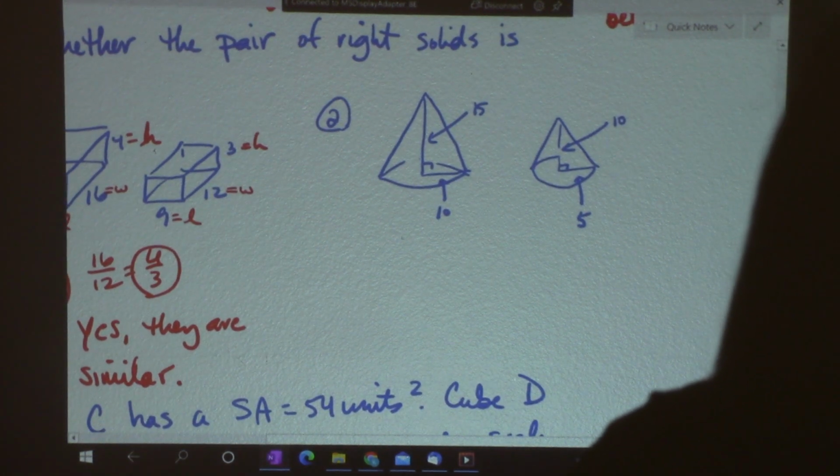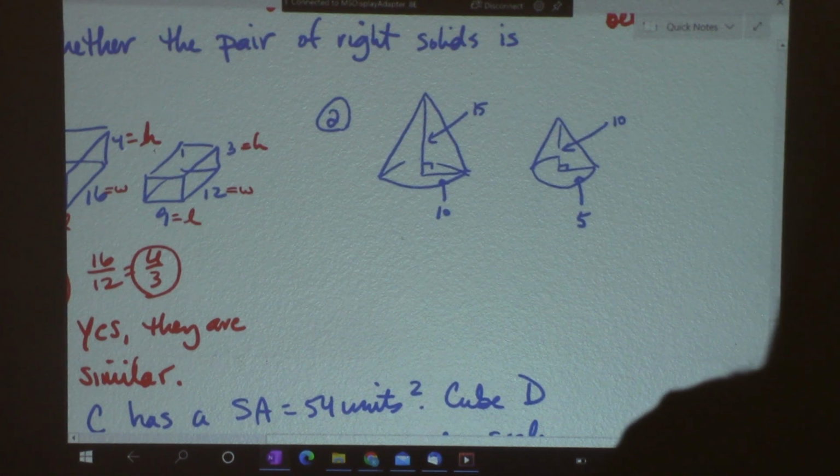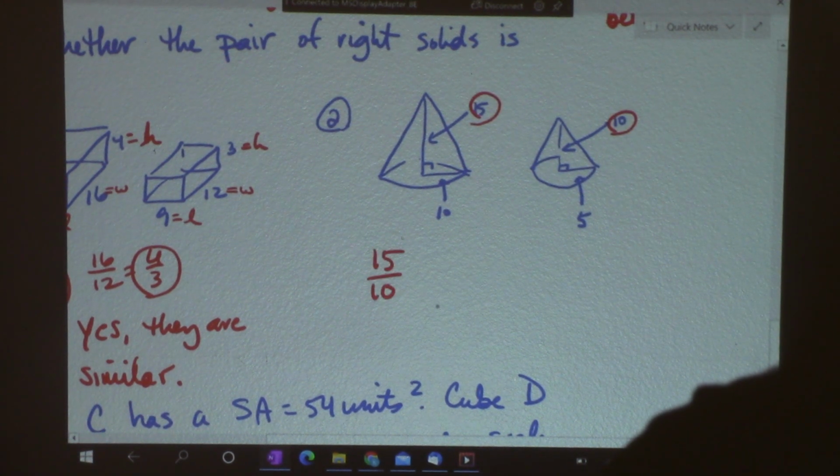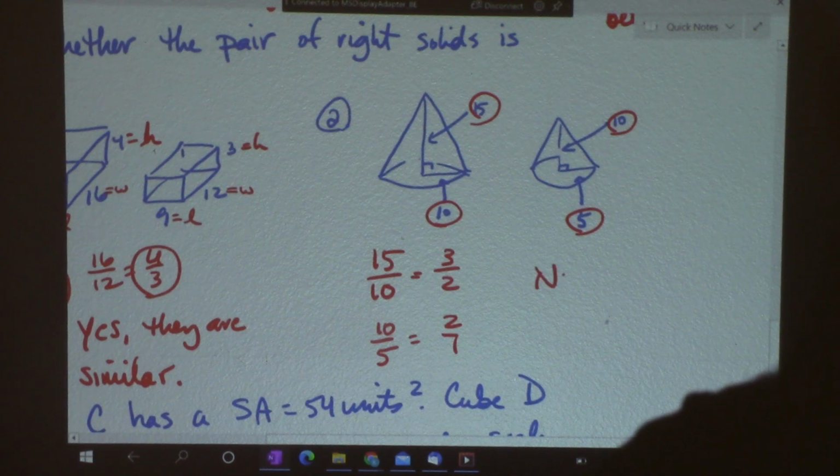Okay. Let's do number 2. So we're going to compare our 2 dimensions that are given for the cones. We've got 15 to 10 for the height, which reduces to 3 over 2. And then here we have 10 to 5. And that reduces to 2 over 1. So no, these are not similar. The corresponding sides don't have the same ratio.